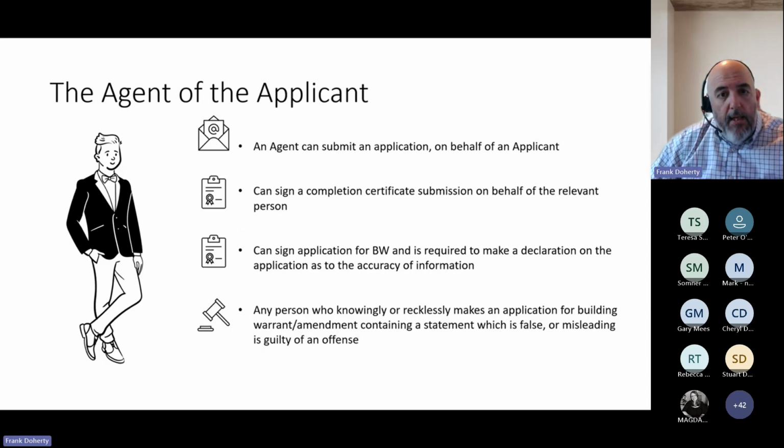The agent of the applicant, and I make no apologies for giving them a bow tie because it amused me, but that could be an architect, it could be an architectural technician, it could be anybody really can act as an agent. There's no requisite for being any particular professional. And they can submit an application on behalf of an applicant, as I said. They can also sign the completion certificate on behalf of the applicant. And they can sign the building warrant on behalf of the applicant. And again, knowingly or recklessly making an application for warrant, and I'll come on to the completion one soon, is an offence whether you're an applicant or an agent.